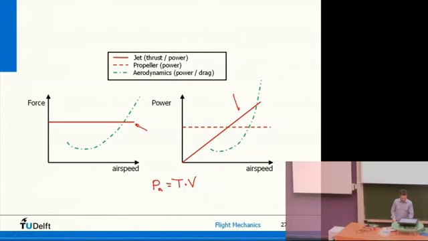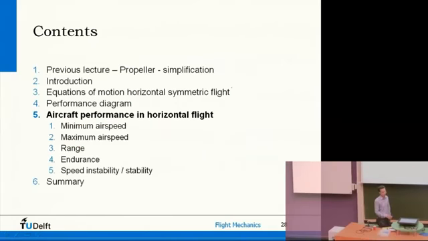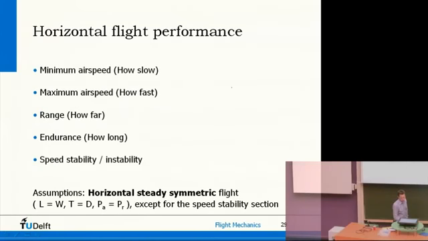So this is what you would call a performance diagram, and we're going to use this diagram basically for all these applications: minimum airspeed, maximum airspeed, range, endurance, and so on. So let's start with minimum airspeed, or with horizontal flight performance. We're going to look at minimum airspeed, how slow can you fly, maximum, how fast. Range means the distance you can fly with an aircraft. Endurance, how long can you fly.